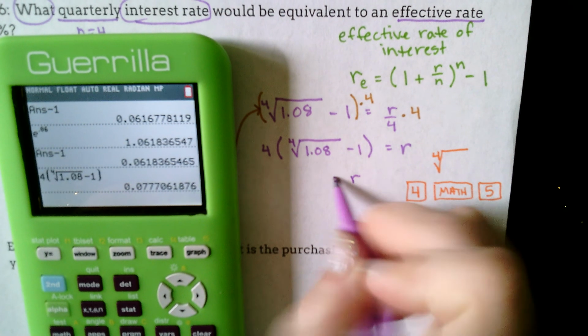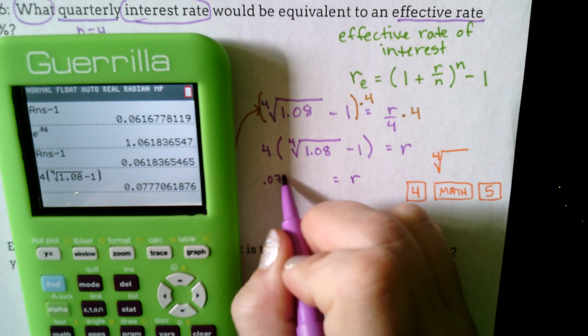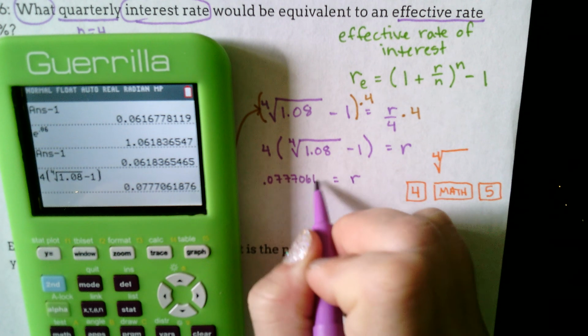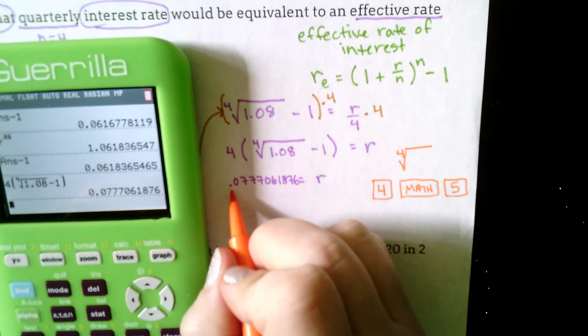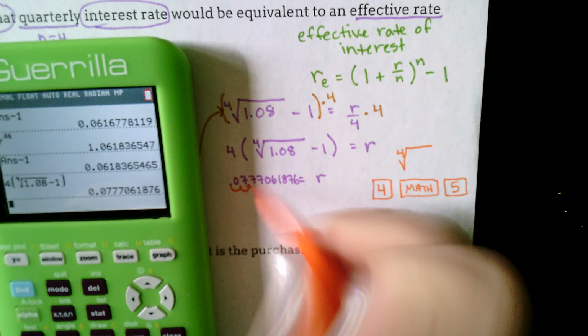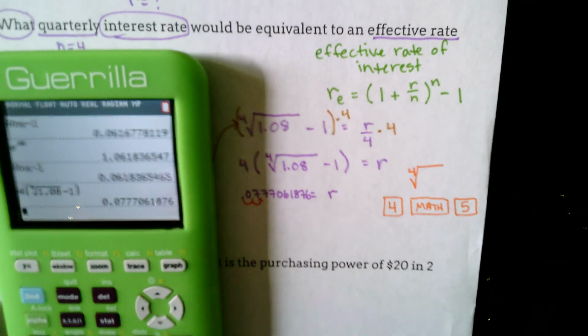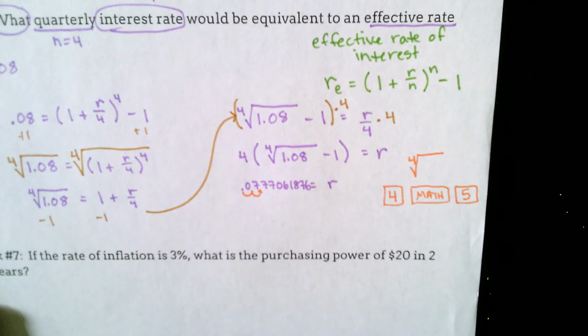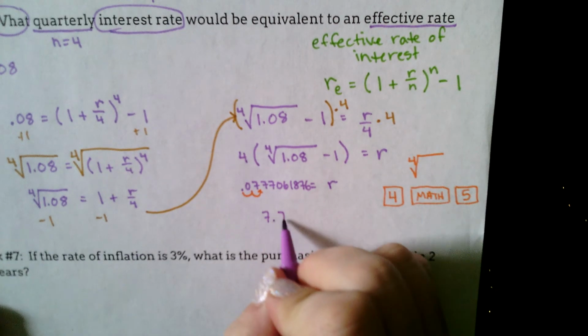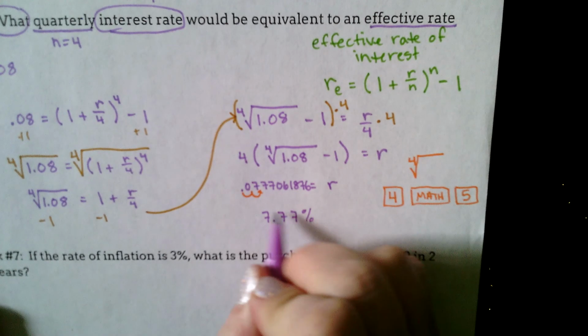So I get R equals 0.0777061876. And since I need that answer to be a percent, I'm going to move over twice and round to whatever they ask me to round to in my answer. So I'll go with 7.77%.